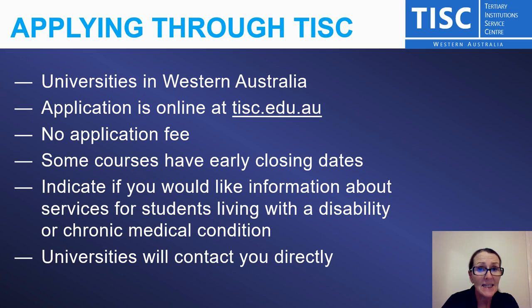TISC is next, and TISC handles undergraduate applications for universities in Western Australia. Applications for 2022 entry are open now on the TISC website. This year, there is no application fee. Some courses do have earlier closing dates than others, so check the course information on the TISC website or with the university. When you apply, you can indicate that you would like information on support services available to students living with a disability or a chronic medical condition, and the universities will get in touch with you directly to provide this.